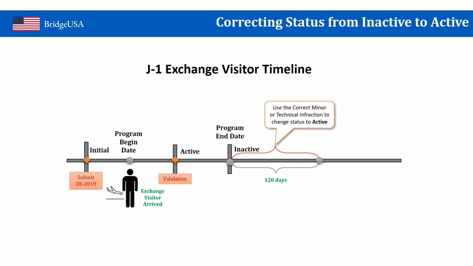If the status has been inactive more than 120 days but less than 271 days, you will have to submit a reinstatement request to change the status back to active. Submission of a reinstatement request requires payment of a non-refundable fee, supporting documentation, and review by the Department of State.